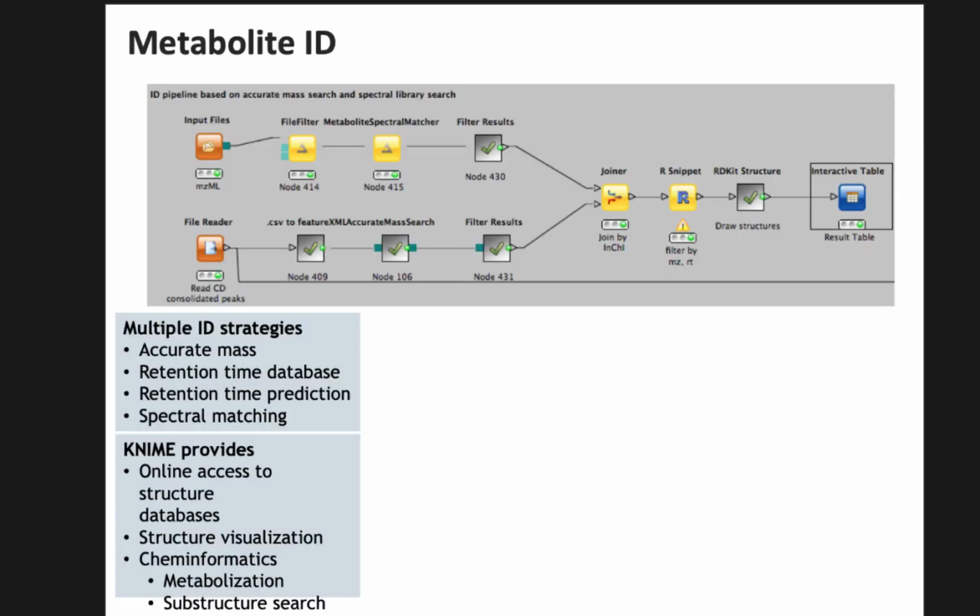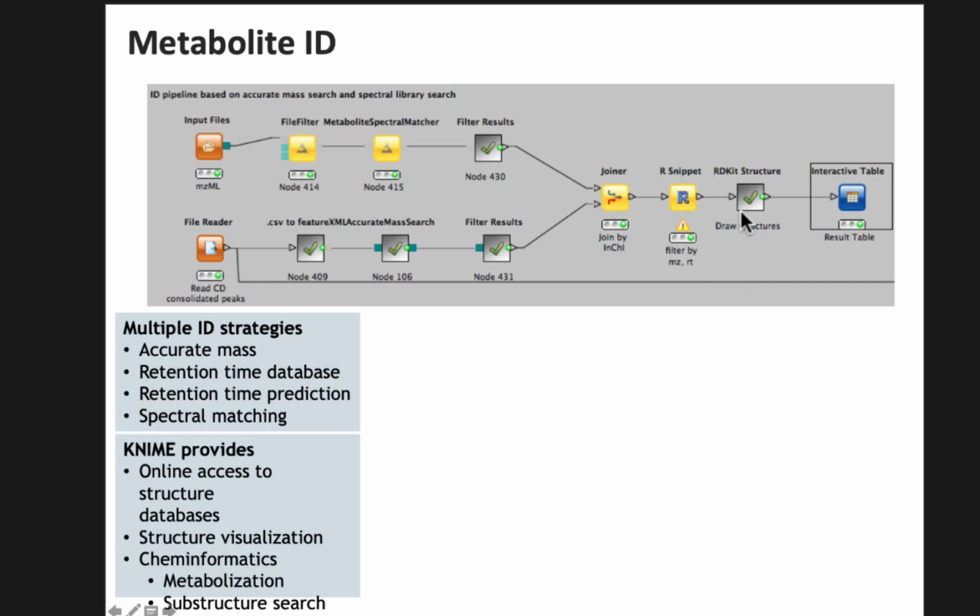So how would we do that in OpenMS? I've shown that already, but now you have an idea of what's going on under the hood. This was the identification workflow that we discussed yesterday. So we start with the input files, and we have here an accurate mass search that is hidden in these subnodes. And we have here the spectral library search that just takes an external library, tries to find the hits. And this joiner node, again, brings it all into one table.